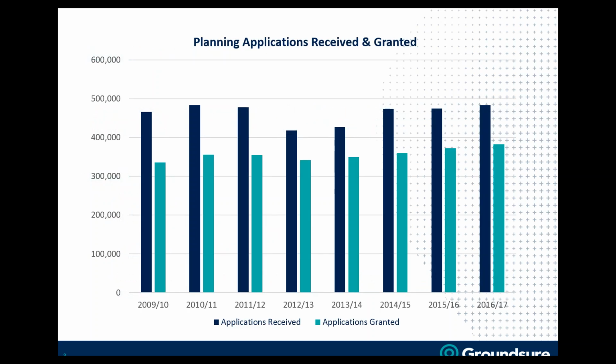So what you see on the screen, this table shows you the number of planning applications received versus planning applications granted in the last few years. It is worth noting that these figures are for England only. So the number of applications is fairly consistent, hovering between 400,000 and 500,000, and the granted applications are all below 400,000.